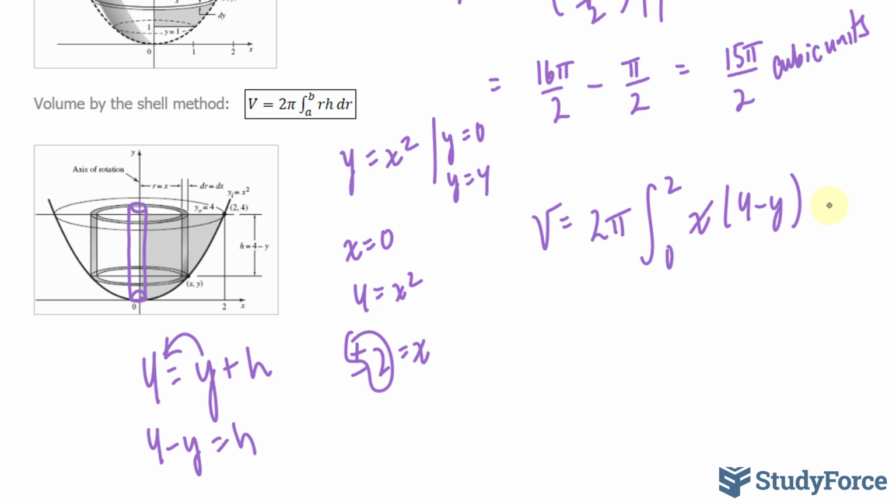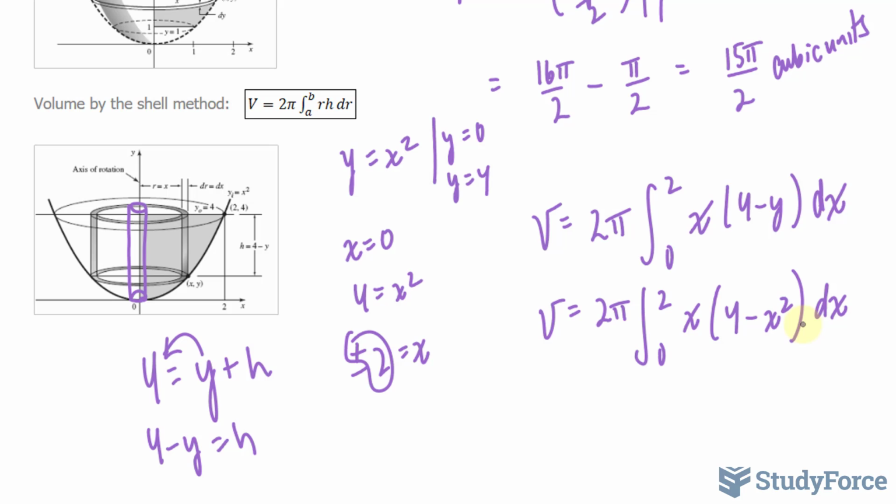I know what you're probably thinking right now. How can you integrate when you have x and y? Well, remember, y is equal to x squared, so we can replace this y with x squared. V is equal to 2 pi, the integral of 0 to 2, x, bracket 4 minus x squared dx. It's in terms of dx because of what I mentioned earlier, the radius here moves along the horizontal.